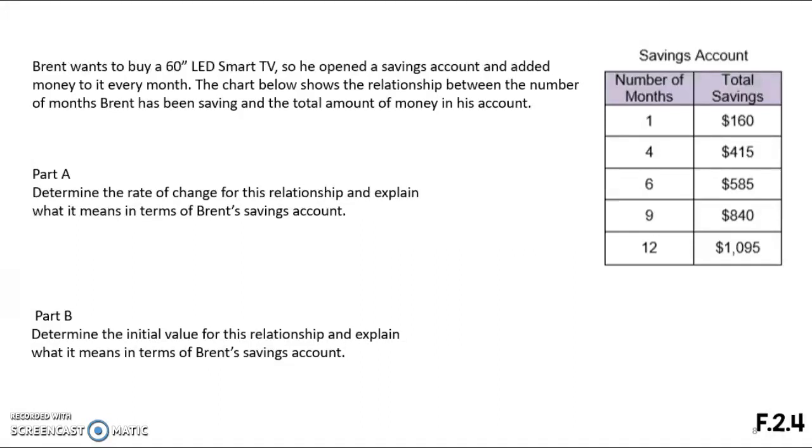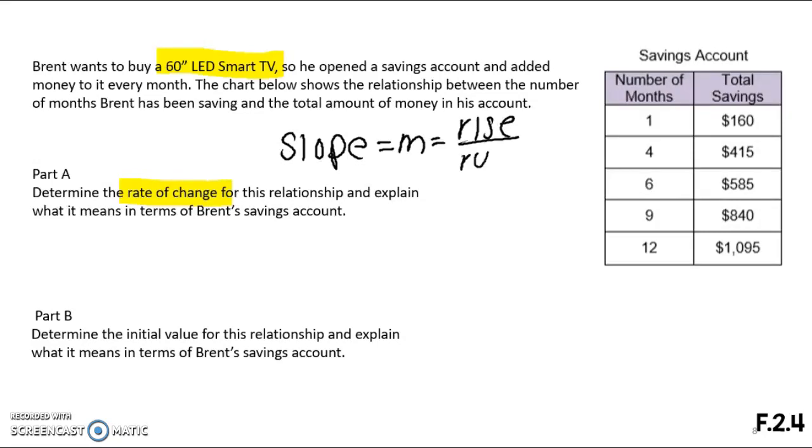Brett wants to buy a 60-inch LED smart TV, so he opened a savings account and added money to it every month. The chart below shows the relationship between the number of months Brett has been saving and the total amount of money in his account. Determine the rate of change in this relationship. Rate of change equals slope. Slope equals m in y equals mx plus b. Slope also equals rise over run.